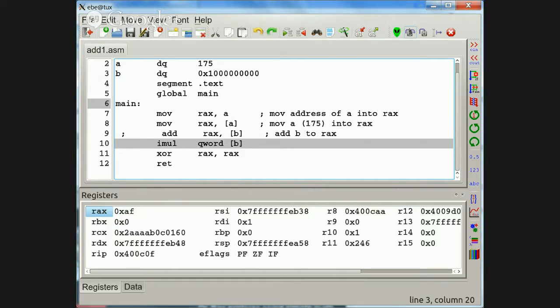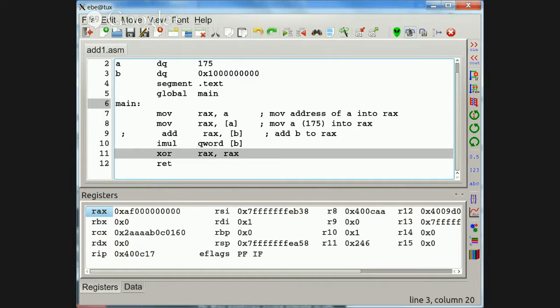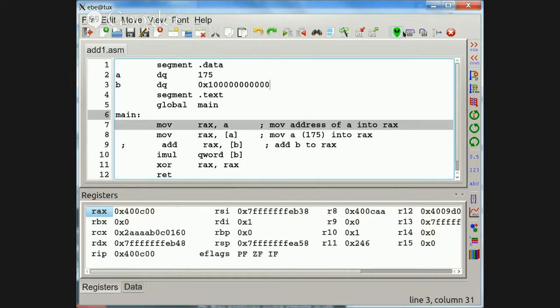All right, so AF is 175. We multiply it times, that is a 1 with 8 zeros in hexadecimal, is that right? I think that's 8. Not enough. We got AF, but we need a little bit more. Let's see. Try it with a couple more zeros.